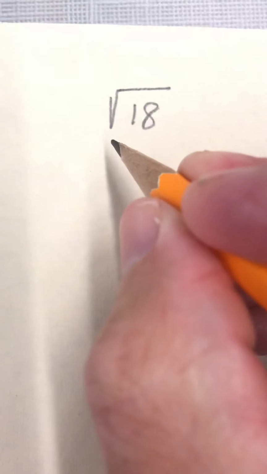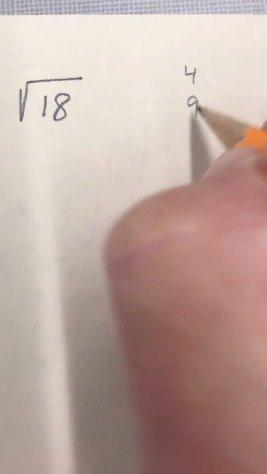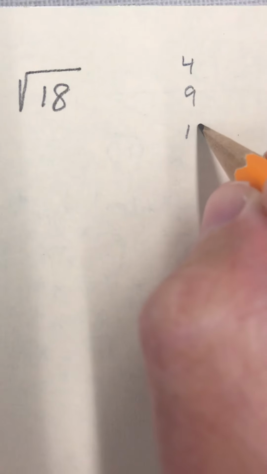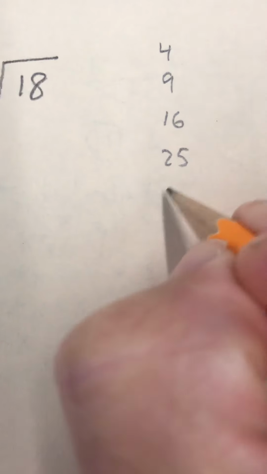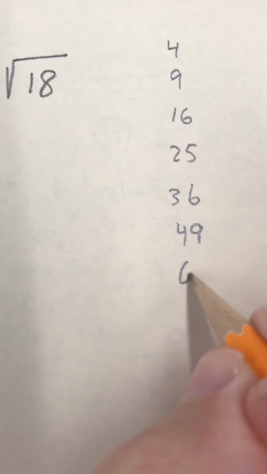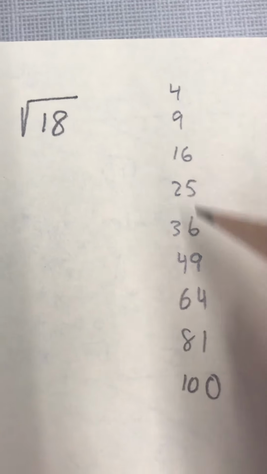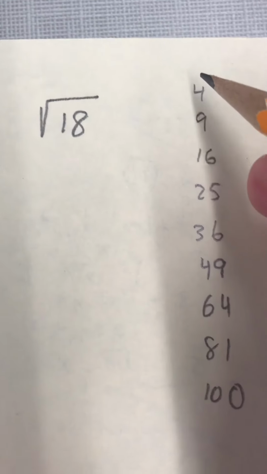Radical 18, now this is the one that can be broken down. In your brain or on your piece of paper, you want to have a list of all the perfect squares. Put them in order. You can go as high as you want, but I won't make any that go super high. This is 2 squared, 3 squared, 4 squared, all the way up to 10 squared. Notice I don't do 1 squared, that's not helpful.